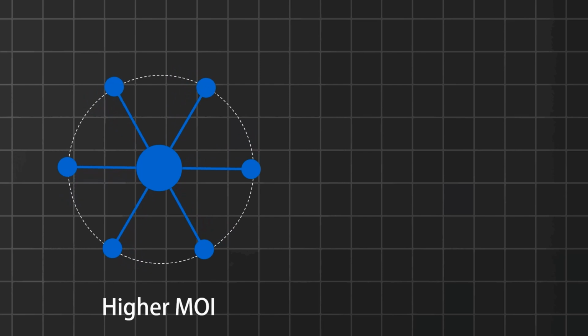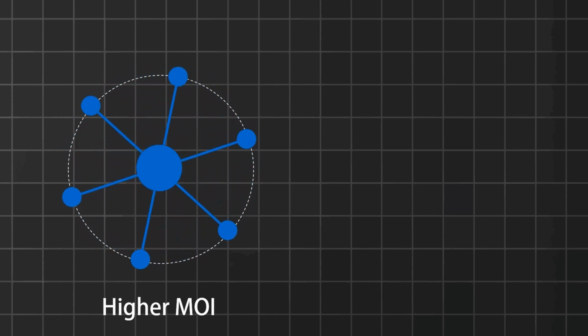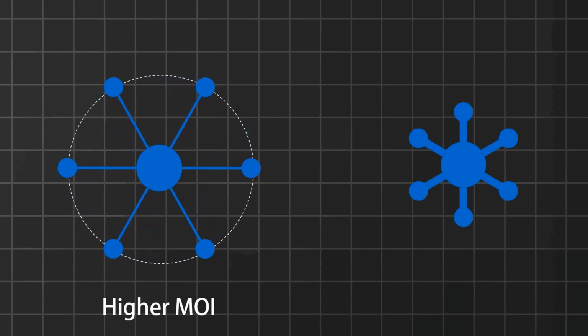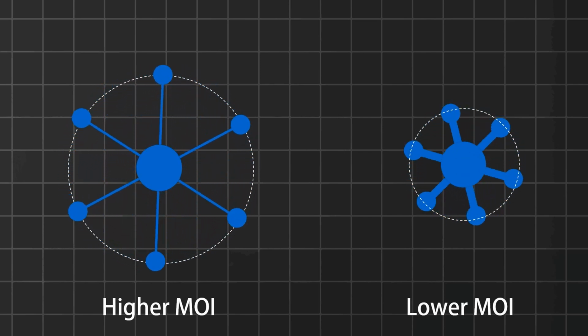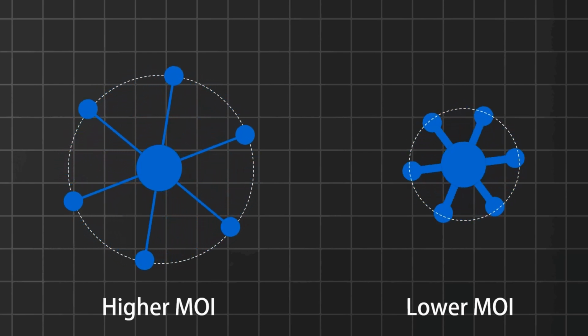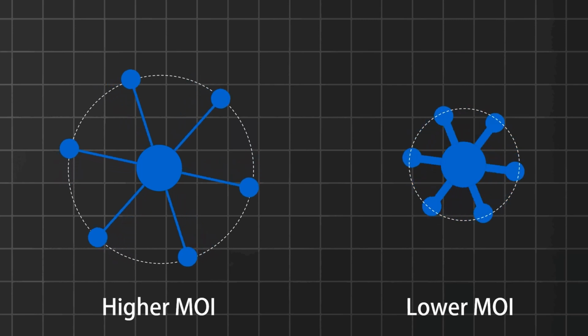But here is the key difference. The moment of inertia doesn't just depend on the amount of mass. It also depends on how the mass is distributed relative to the axis of rotation. If the mass is further from the axis, the moment of inertia would be higher, meaning more resistance to change in rotation. And if the same amount of mass is somehow closer to the axis of rotation, then the moment of inertia would be lower, meaning it will resist less to change in rotation.